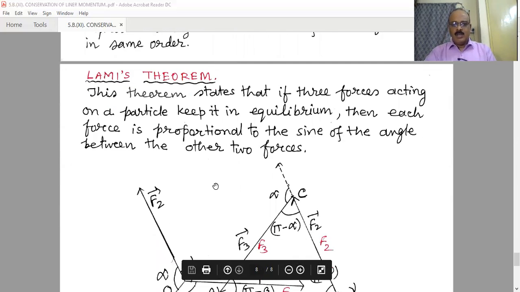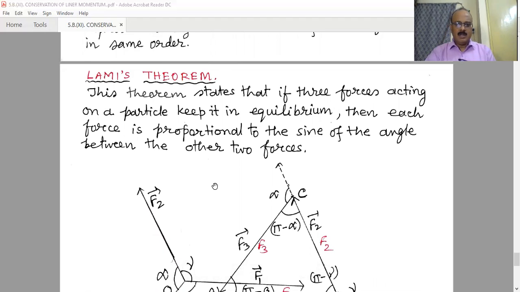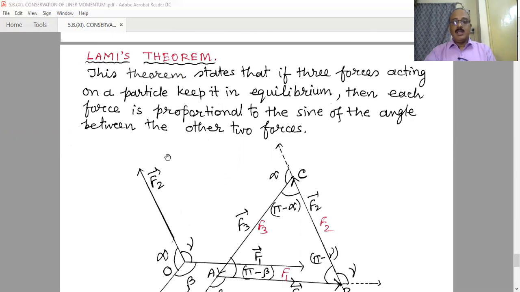And for three vectors in equilibrium, there is a theorem, that is Lami's theorem. This theorem states that if three forces acting on a particle keep it in equilibrium, and strictly, only when three forces are acting on an object and they are in equilibrium, we can use Lami's theorem, then each force is proportional to the sine of the angle between the other two forces.